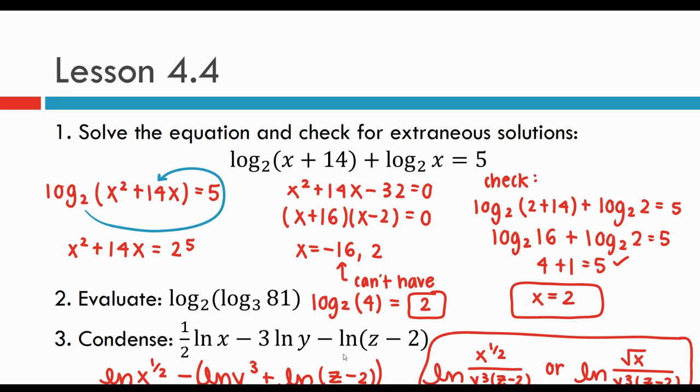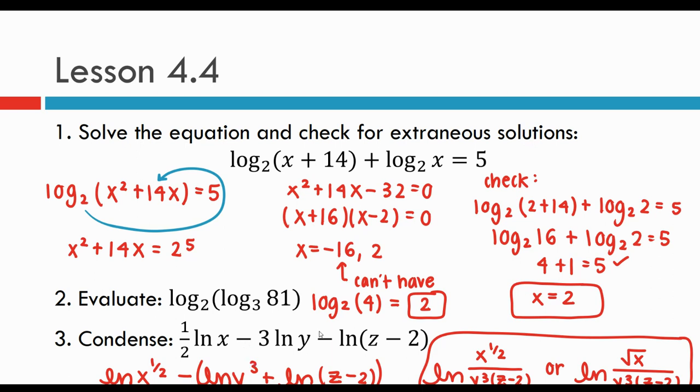But remember, first thing I'm going to do is anytime I have a number that is out in front, to condense, I got to move that number back to being an exponent. So the 1/2 got moved back to being x to the 1/2 power. The 3 got moved back. Now it's y to the 3rd power.